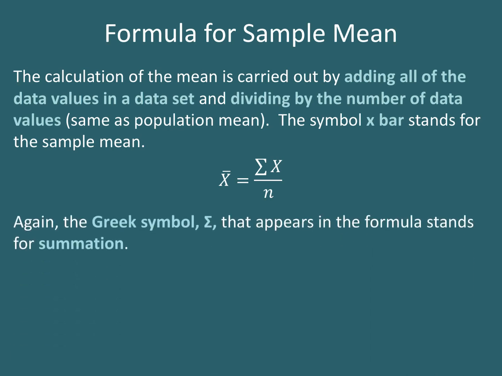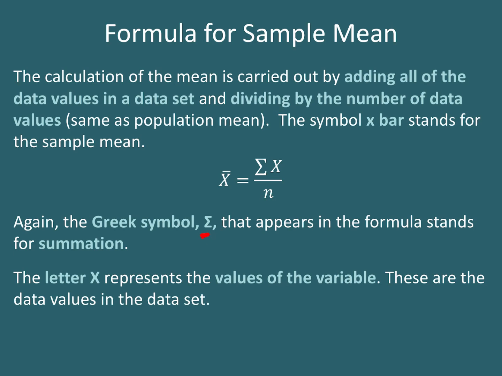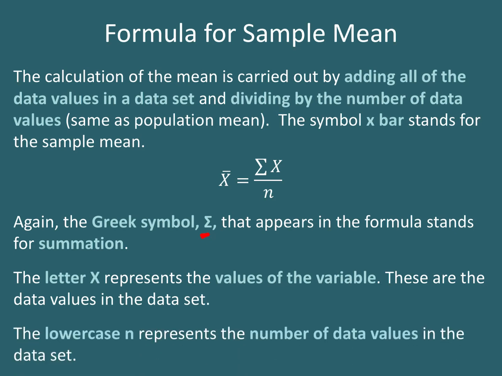Here again, the similarities are the Greek symbol sigma, which means summation, meaning we add up all the data values in the sample set. The X represents values of the actual variable itself. These are the actual data values in the data set. And lowercase n represents the number of data values in the data set. Again, all very similar.